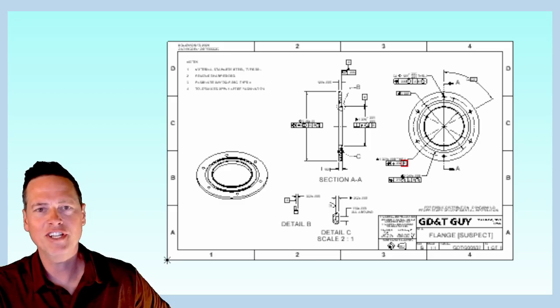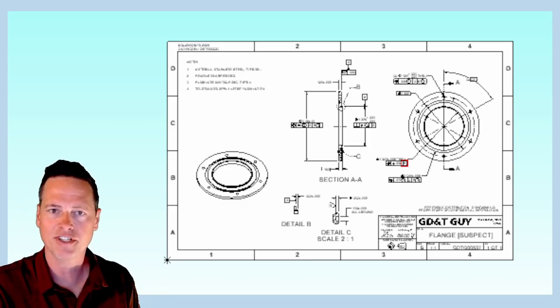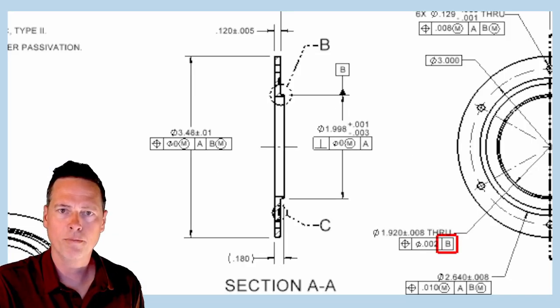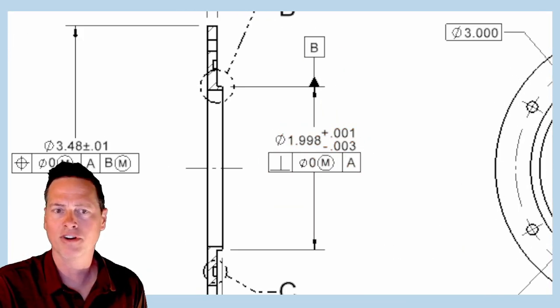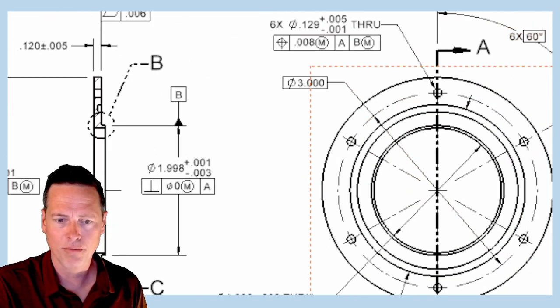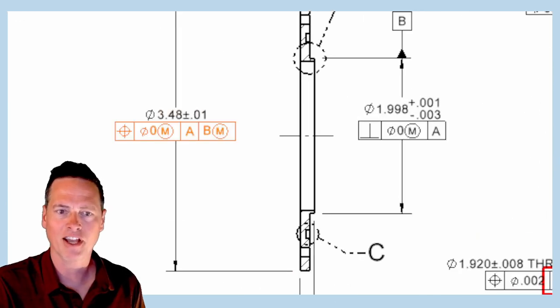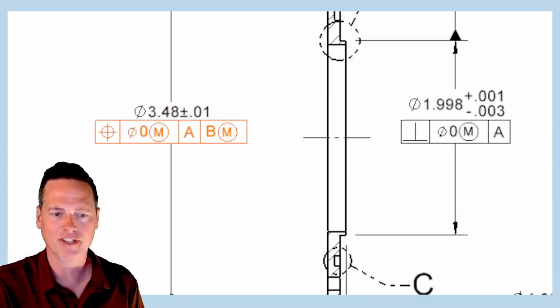This next one is GD&T Guy 00537, which is a stainless steel flange. It has a 1.998 diameter locating feature, an O-ring gland, and a bolt hole pattern. I'm flagging this one as suspect because I have several callouts that use a datum A primary, datum B secondary, and MMB datum reference frame.